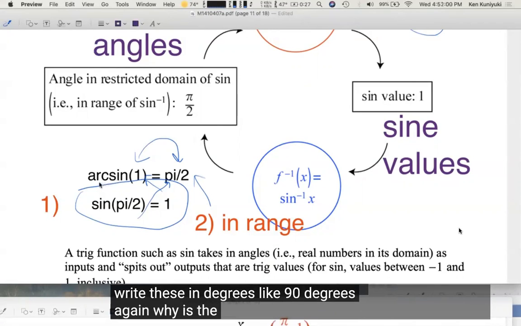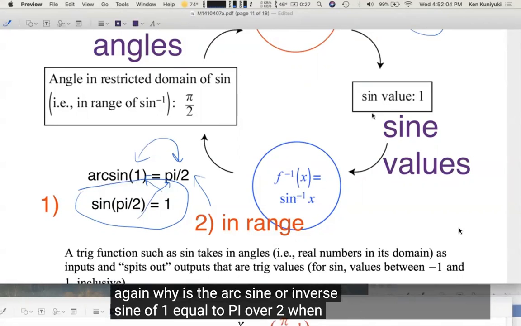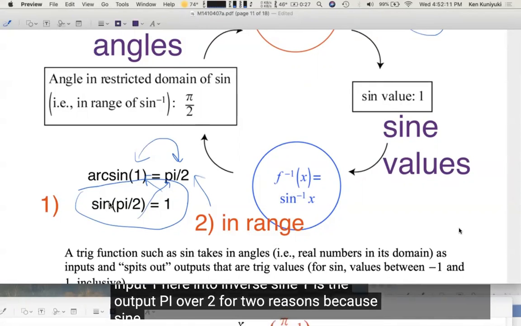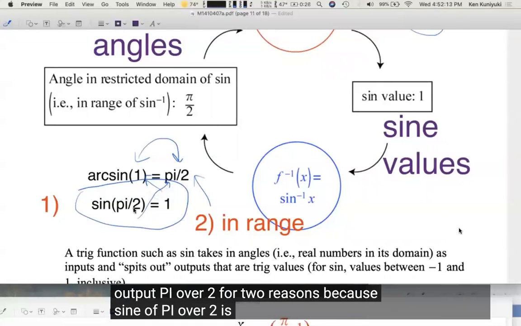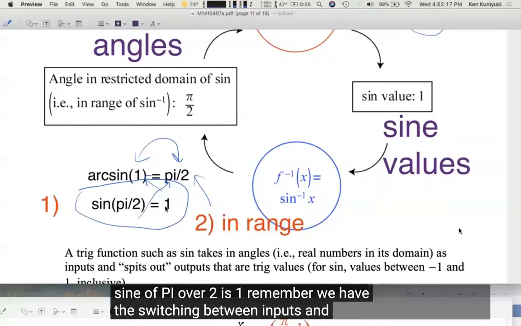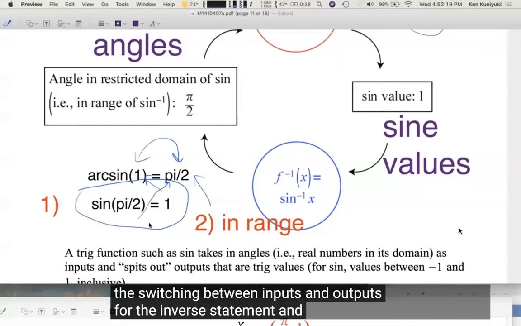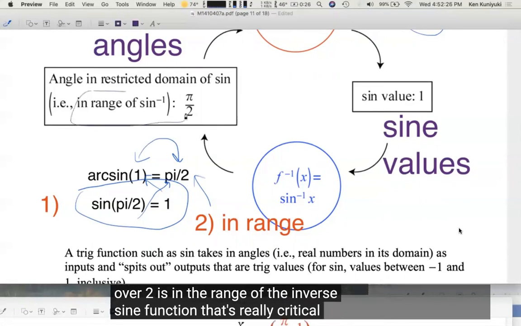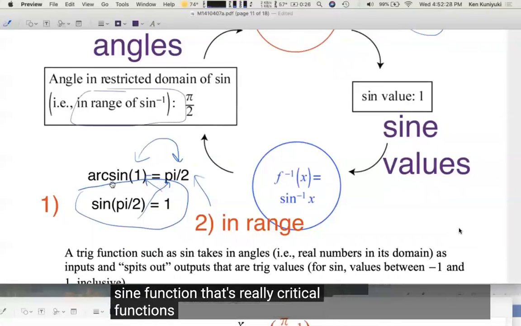Again, why is the arcsine or inverse sine of 1 equal to pi over 2? When we input 1 into inverse sine, why is the output pi over 2? For two reasons. Because sine of pi over 2 is 1. Remember, we have the switching between inputs and outputs for the inverse statement. And because pi over 2 is in the range of the inverse sine function. That's really critical. Functions can only output values in their ranges.